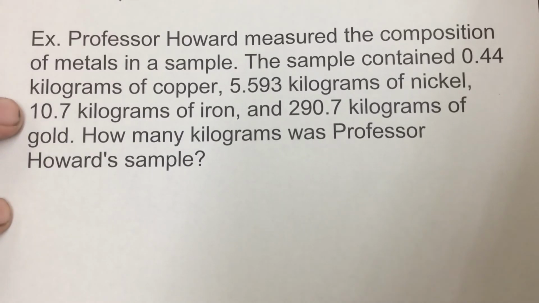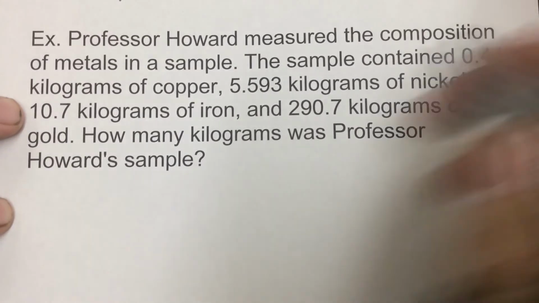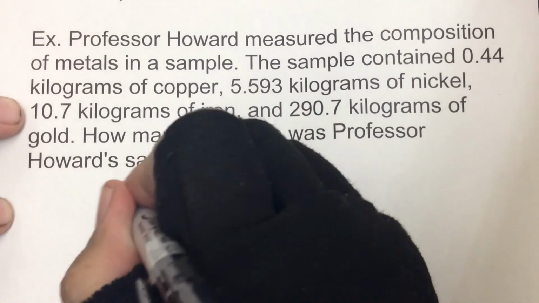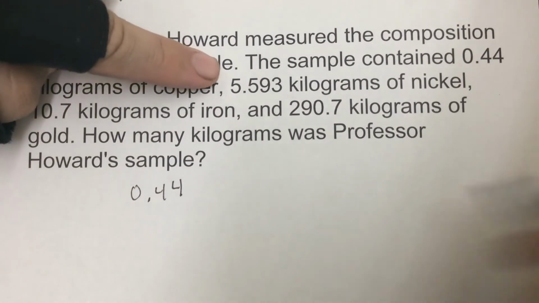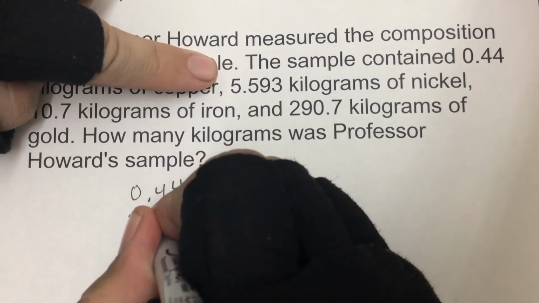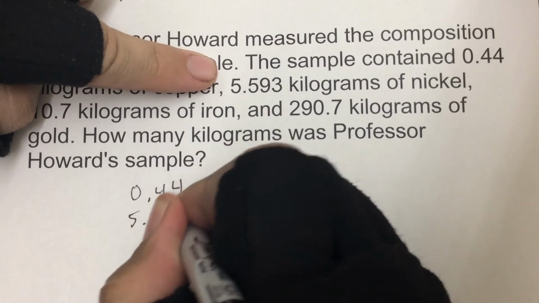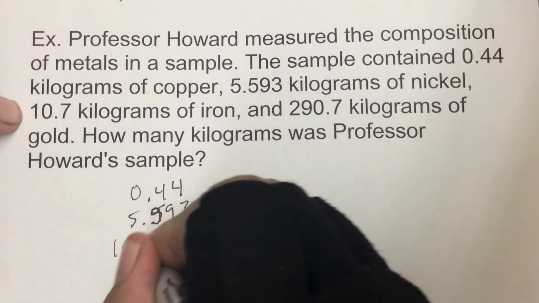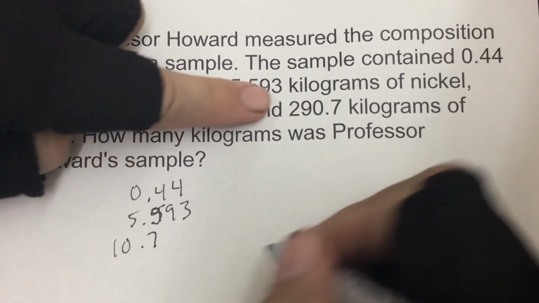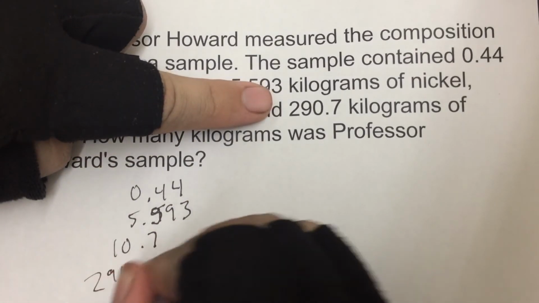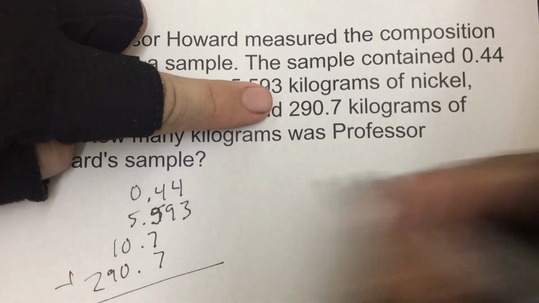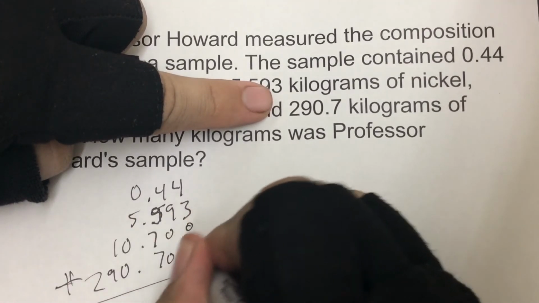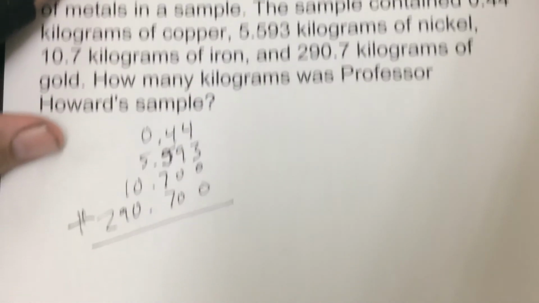So let's start with the first one. So 0.44. And we could put a 0 in front. Next we have 5.593. Then we would have 10.7. And lastly, 290.7. So we're going to add these all together. We're going to fill in our zeros we don't have, and we can start adding them up.